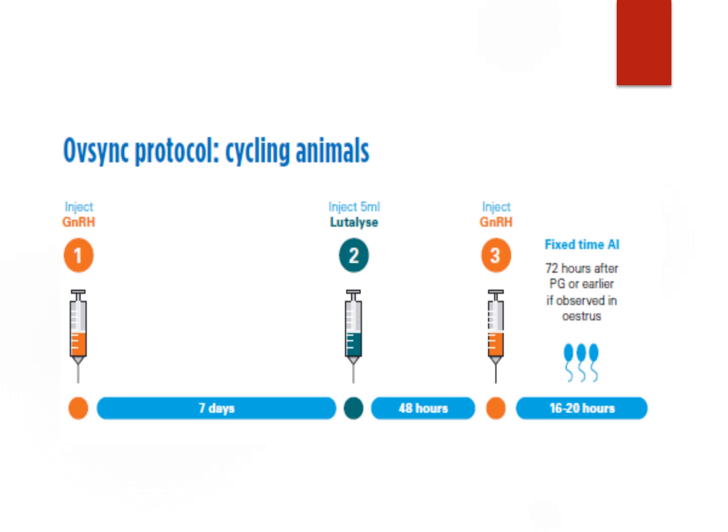A second GnRH injection is given 9 days after the first GnRH injection, or it is given 48 hours after the PGF2 alpha injection. The second GnRH injection will cause the ovulation of the Graafian follicle. With the use of the second GnRH injection, all the animals involved in this protocol will ovulate at the same time, and eventually we will go for AI of all these animals within 16 to 20 hours.